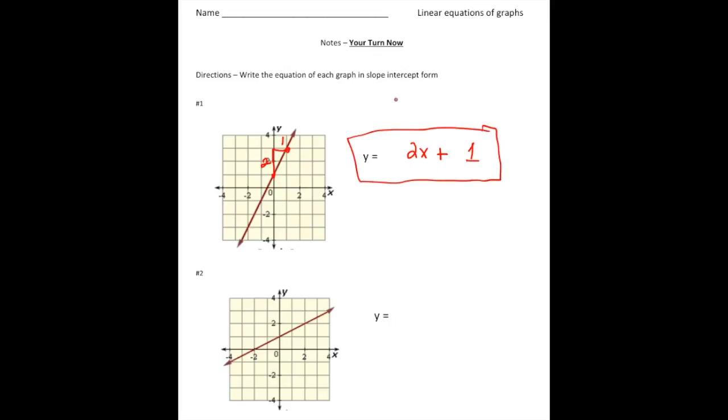All right. So again, that's in slope-intercept form, which is y equals mx plus b. So in this case, the b value is 1, and the m value of the slope is 2.